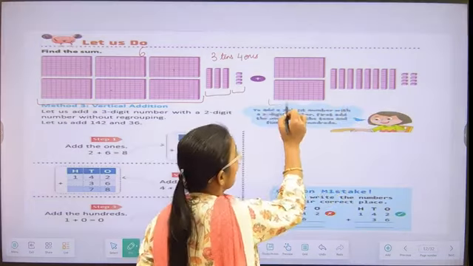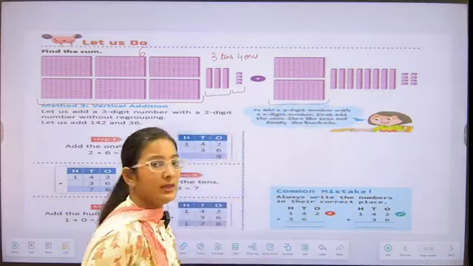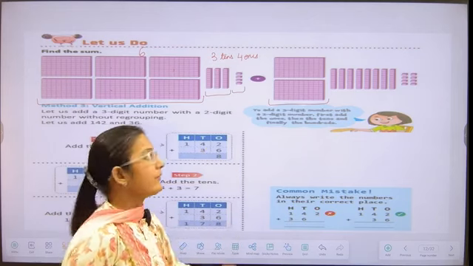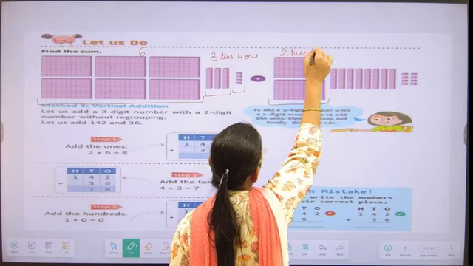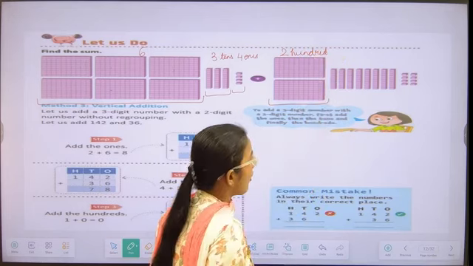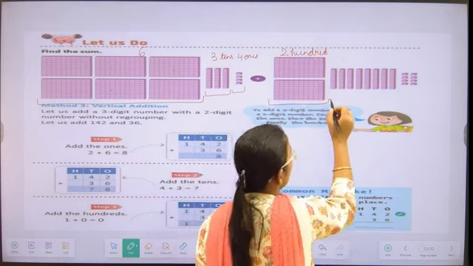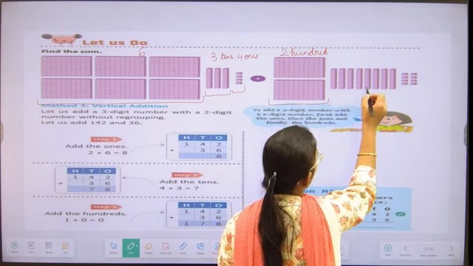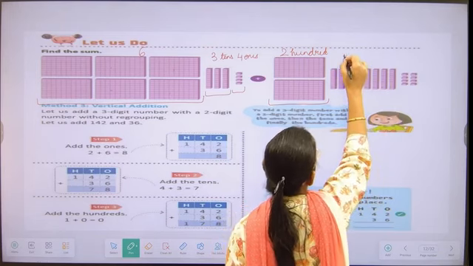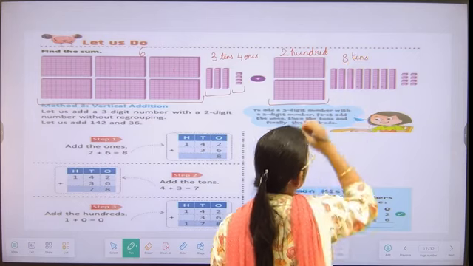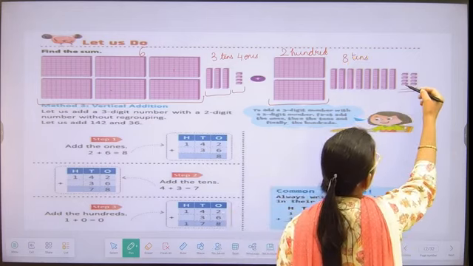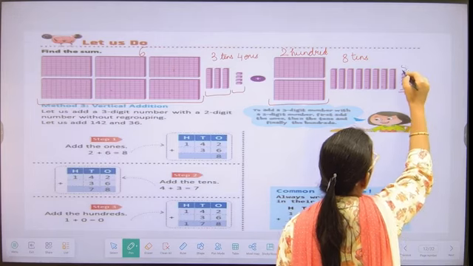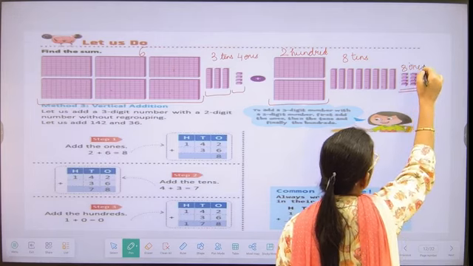How many hundred blocks are we having? We are having 200 blocks. So we have to write 200 for that, students. Now how many tens blocks are we having? We are having 1, 2, 3, 4, 5, 6, 7, 8. So we can write 8 tens blocks. Now how many ones blocks are we having? 1, 2, 3, 4, 5, 6, 7, 8. We are having 8 ones blocks.